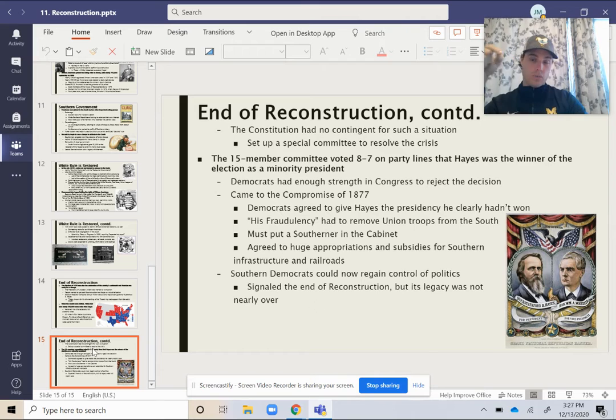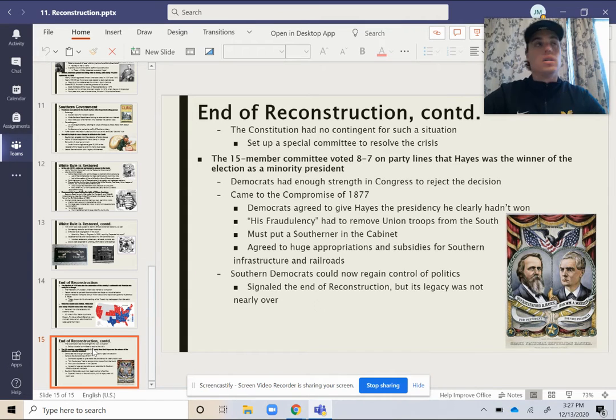But in exchange for taking the White House, Republicans have to give the Democrats a whole bunch of things, basically to make this deal worthwhile. And the Democrats come out winning this deal tremendously. They're going to require that Hayes remove all troops from the South. So as a result, that bayonet rule that had been enforced to protect African Americans is now gone.